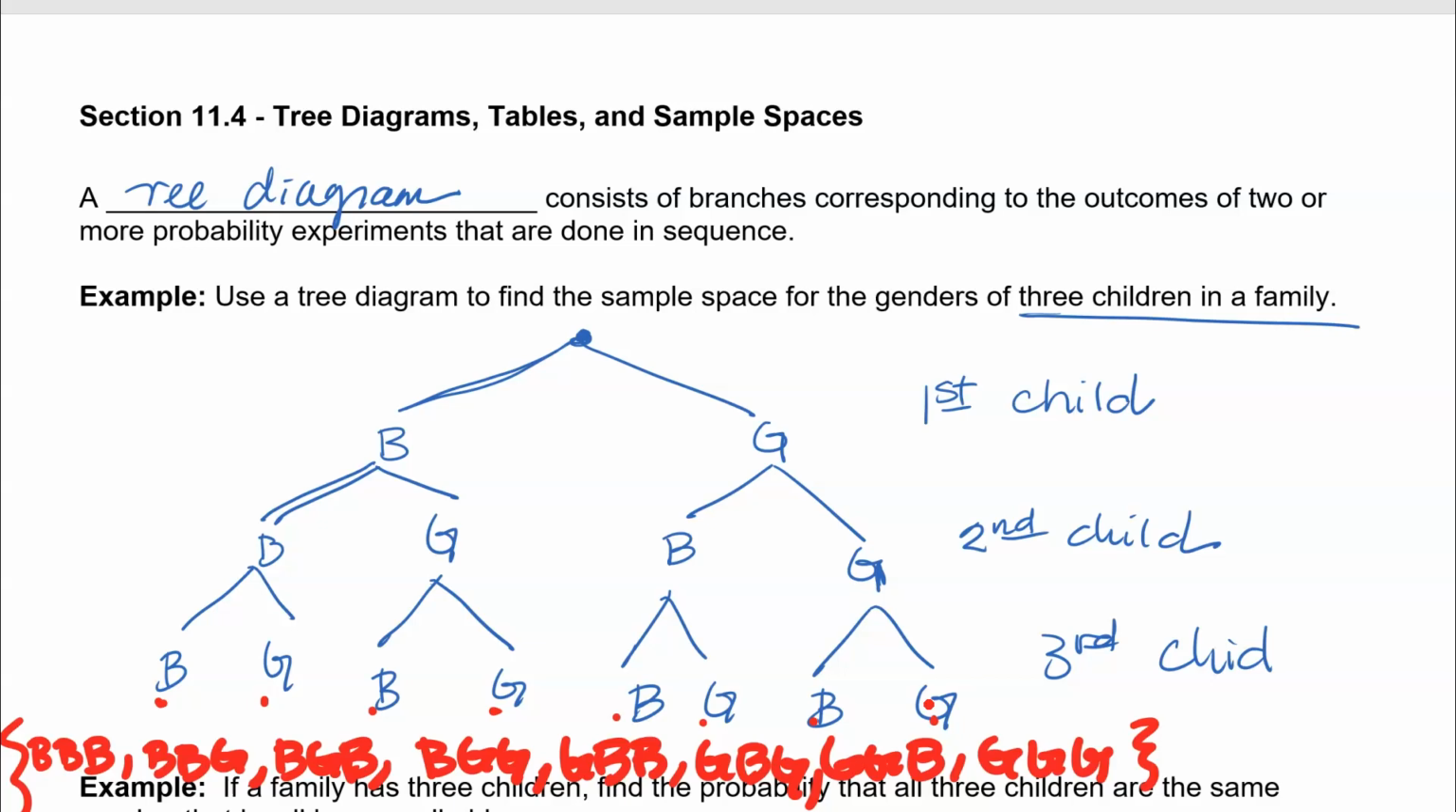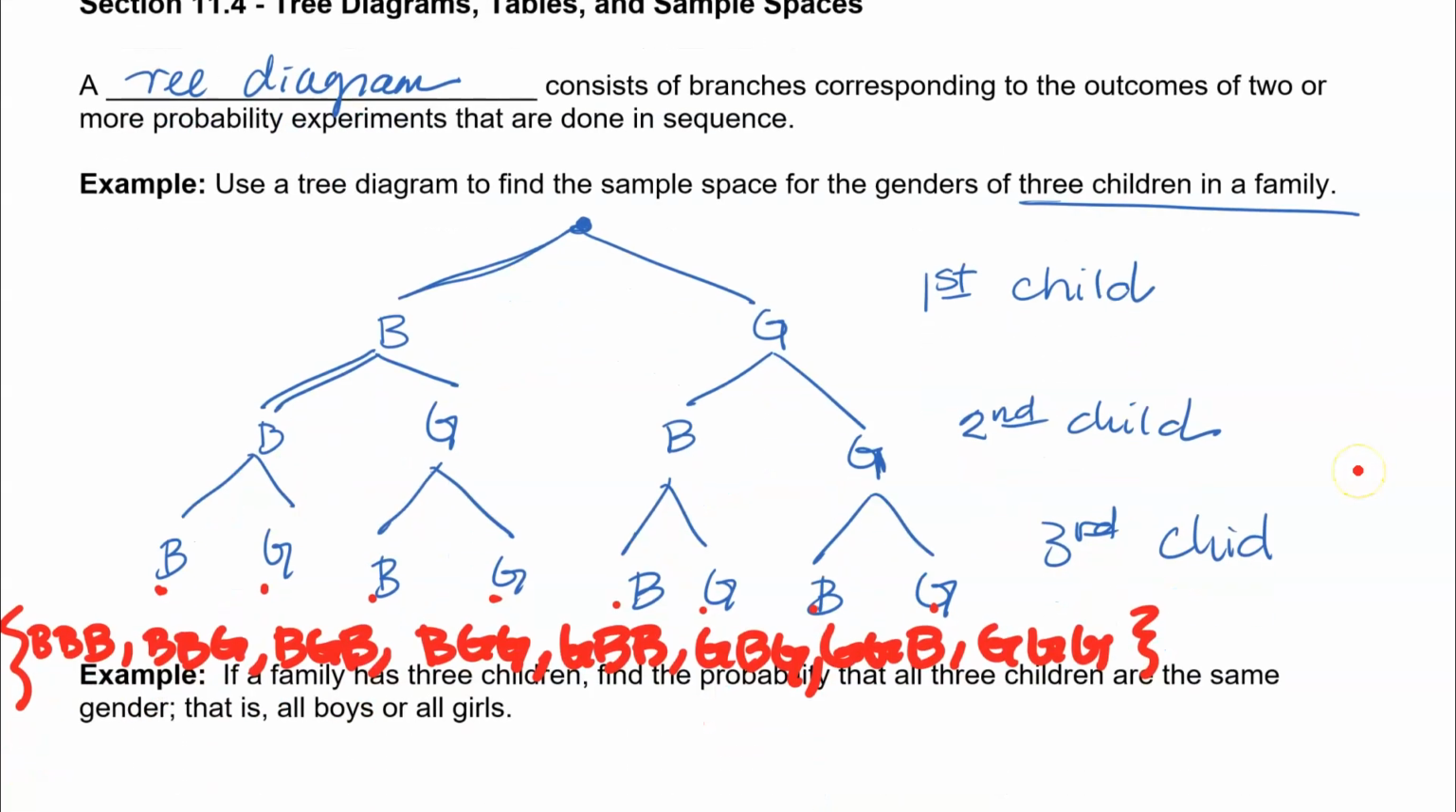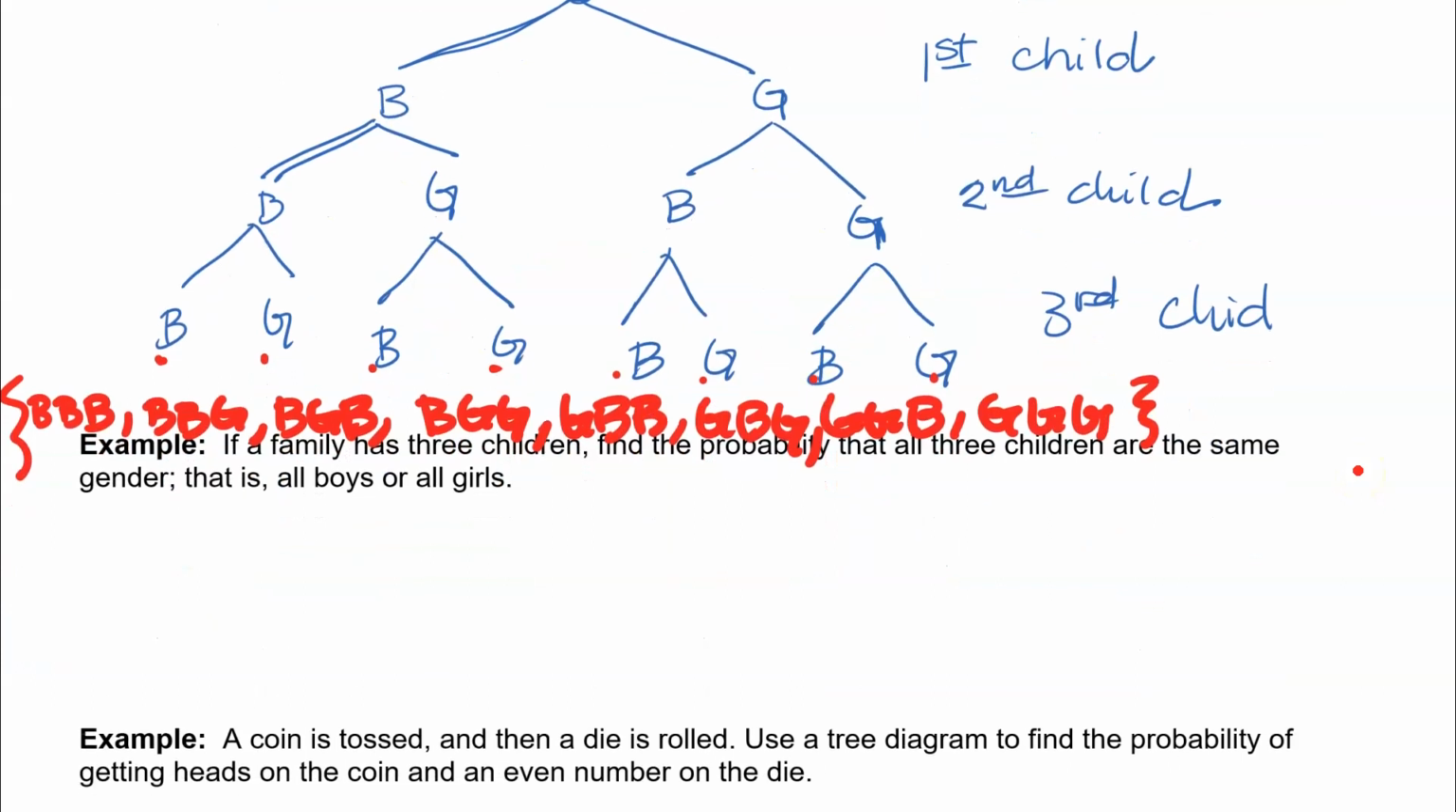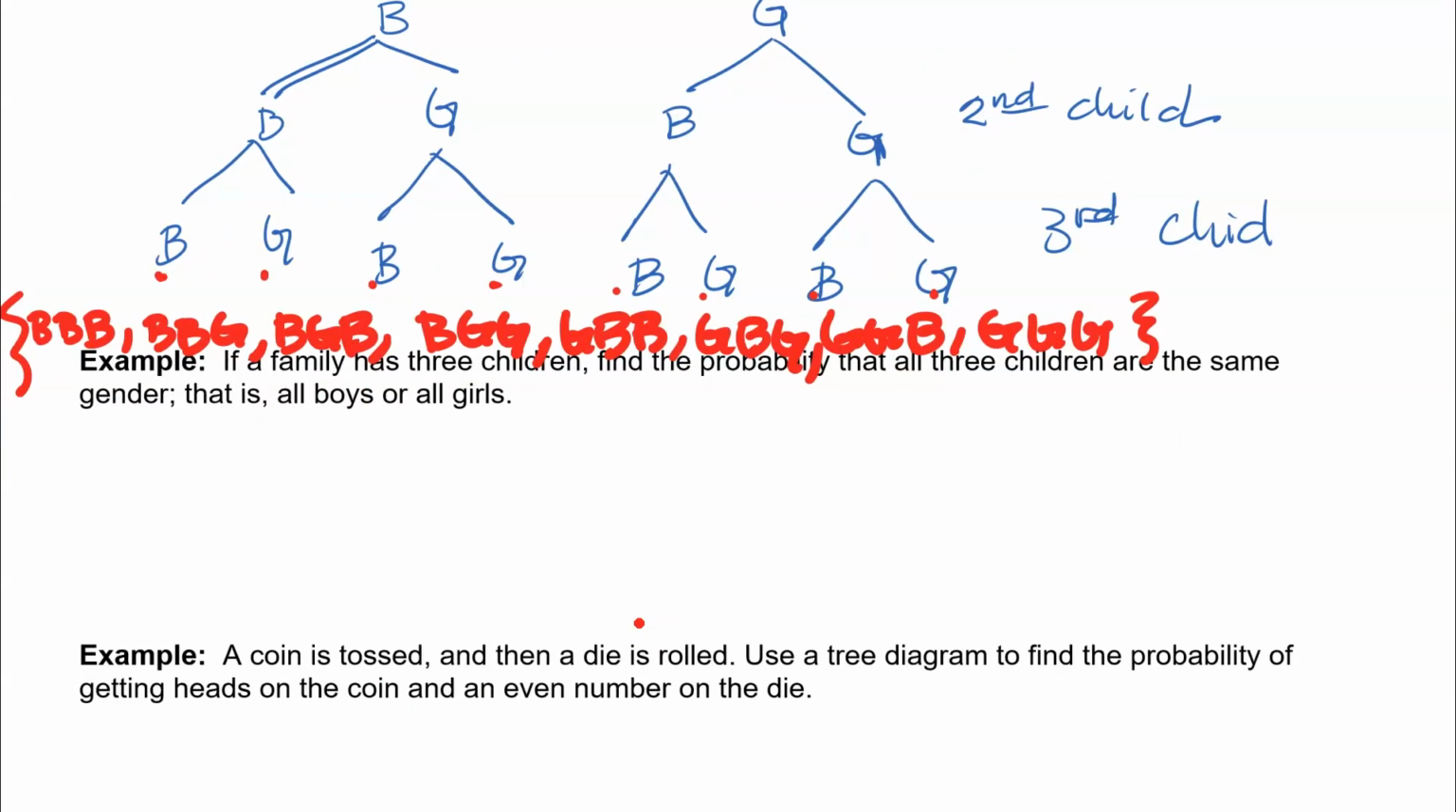And the nice thing about the tree diagram is it helps us draw the sample space. It prevents us from forgetting one. I could see just trying to make this list without the tree, it's easy to forget one of those outcomes. So now that we have the sample space written out, it's a little bit easier to actually answer probability questions. So let's look at this example.